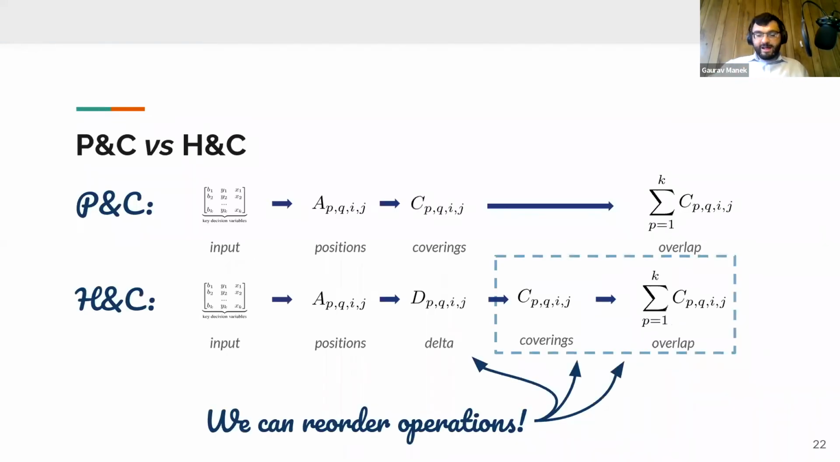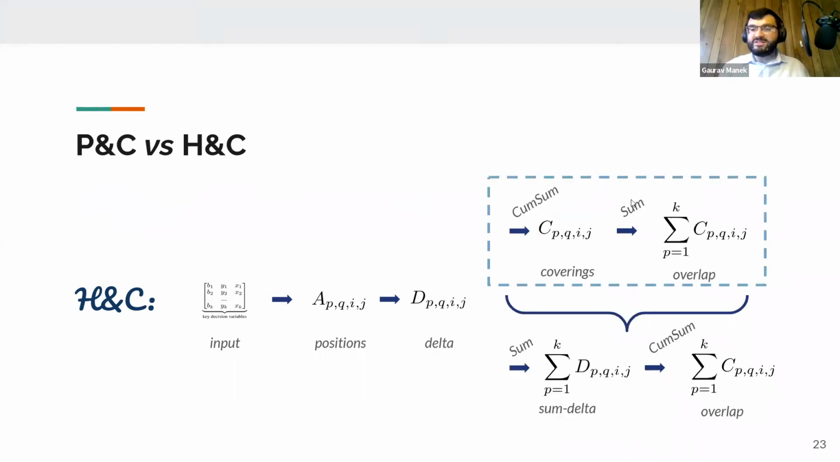So yeah, using this classic technique, we are able to rewrite the generation of the coverings matrix as first a delta and then a coverings, and then from there the overlap. And so far we haven't saved anything, but this type of rewriting allows us to reorder the operations. And when we actually reorder the operations, we notice that we can save quite a lot of constraints.